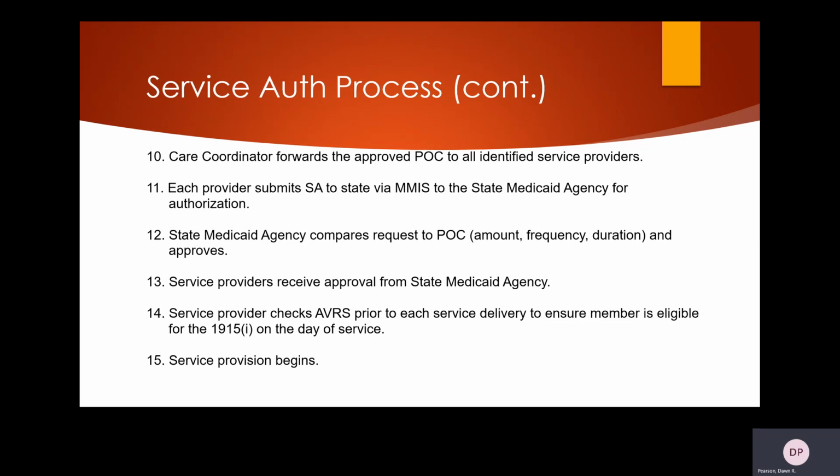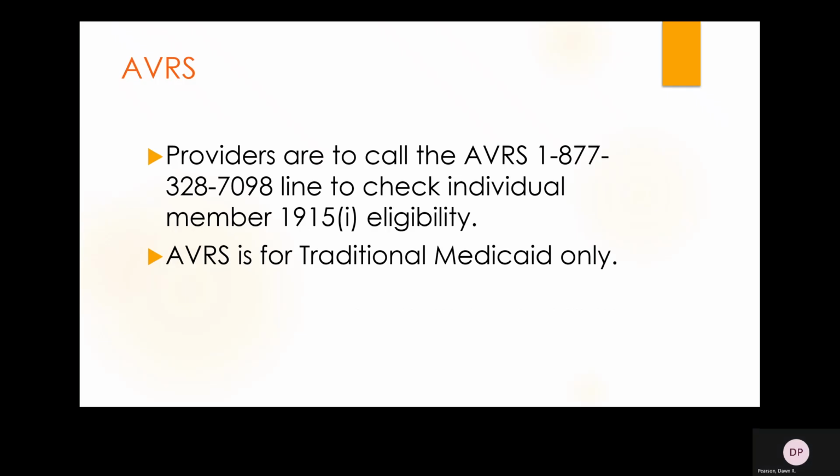The service provider checks AVRS prior to each service delivery to ensure the member is eligible for the 1915I on the day of service. And step 15, the service provision begins. Providers are to call the AVRS number to check individual member 1915I eligibility. The number is provided on the slide, and AVRS is for traditional Medicaid members only.